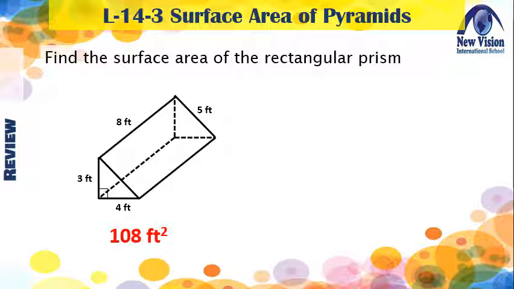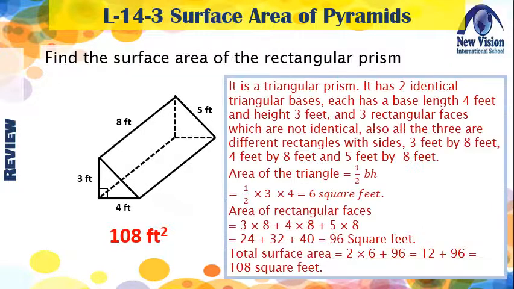Okay, who is going to explain our answer? Good. It is a triangular prism. It has 2 identical triangular bases, each with base length 4 feet and height 3 feet, and 3 rectangular faces which are not identical, all different rectangles with sides 3 feet by 8 feet, 4 feet by 8 feet and 5 feet by 8 feet.